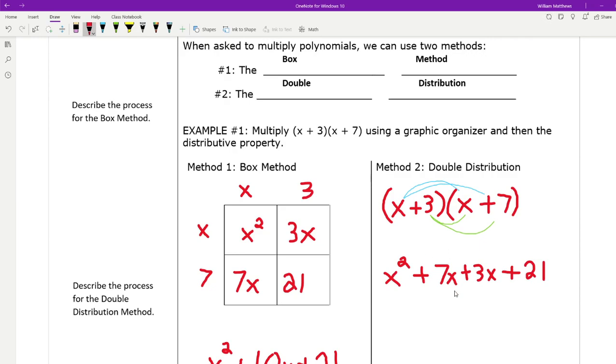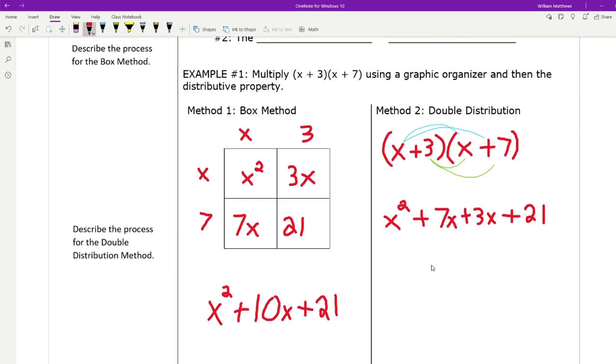Now if you look, these are the same terms that are in our visual box method. They do the same exact thing. It's all a matter of which one you choose to use as your distribution, your first expression. And it comes out the same way as well. We have x squared by itself. We have 7x and 3x, which is a positive 10x. And we still have the plus 21 at the very end.